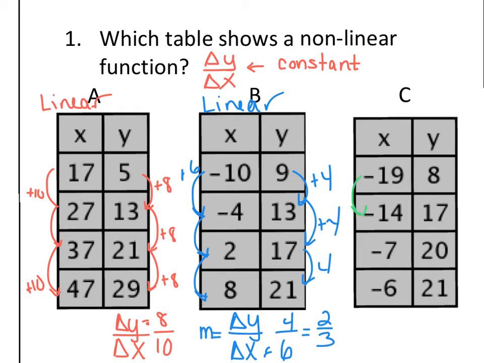As I look at the x's, it's going up by 5, up by 7, and then up by 1. So I already see there's some strange values, but you still should check your y, because it's possible that they're just giving you weird points and you've got to check in between each pair. But my change in y here goes up by 9, up by 3, and up by 1. So in between any two ordered pairs, the slope is not constant, so C is nonlinear.